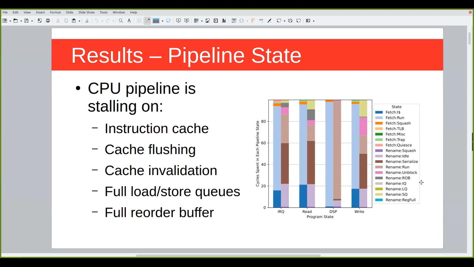This shows that the low IPC reported by the CPU is caused by the CPU pipeline not being able to advance. It also confirms that the signal processing stage is running efficiently, because during the DSP stage in the third set of bars, the CPU is running very efficiently. It's not blocking a lot on various conditions.